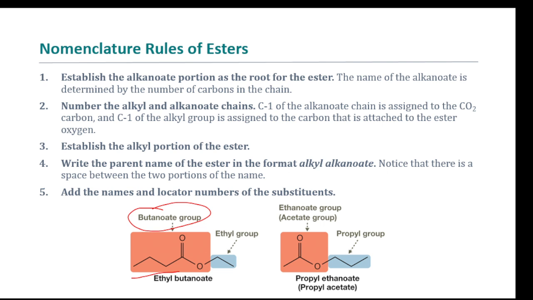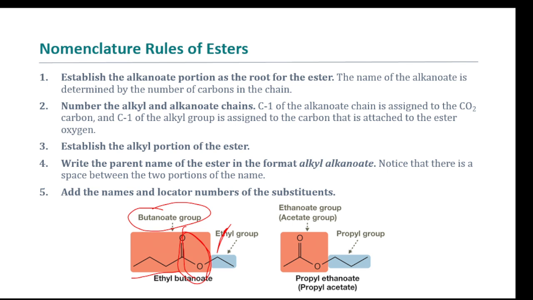Then we'll number the alkyl and alkanoate chains. The C1 of the alkanoate chain is going to be this one with the oxygens on it right there. The C1 of the alkyl group is going to again be assigned to the carbon that's attached to that ester. Everybody okay with that so far? Basically starting at the functional group, right?